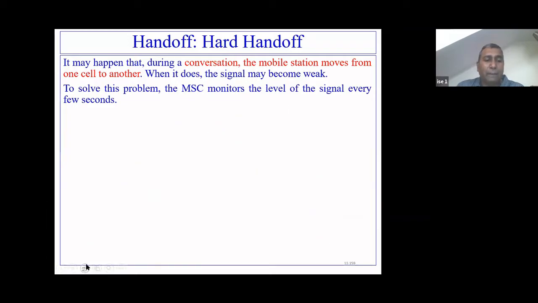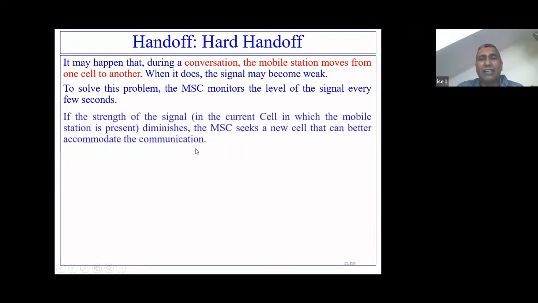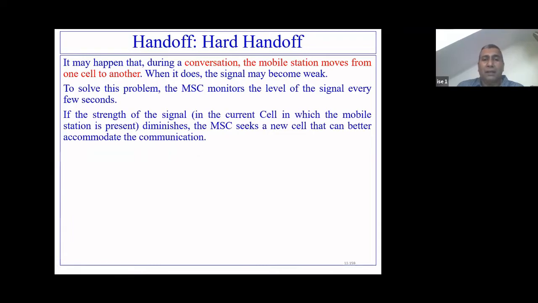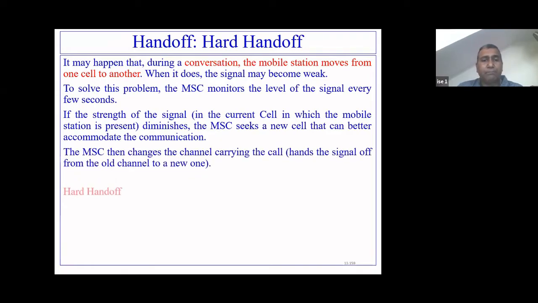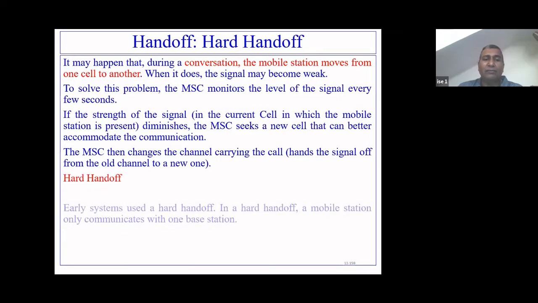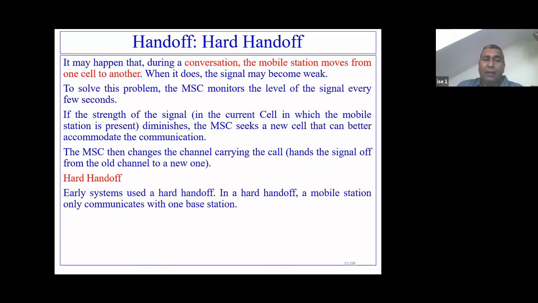Now we will see there are two types of handoffs. One is called a soft handoff and another one is called a hard handoff. So hard handoff was the old technique, but now soft handoff is the new technique. So I had explained this. So right, hard handoff. How does it happen? Now, in early systems, like the old system, hard handoff used to happen.